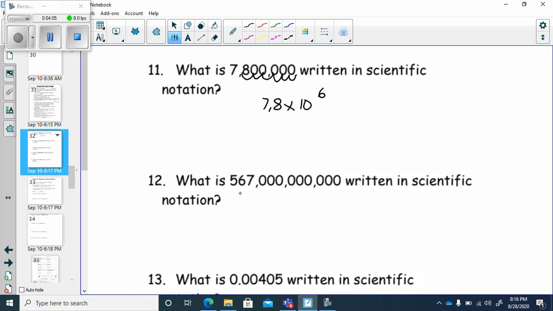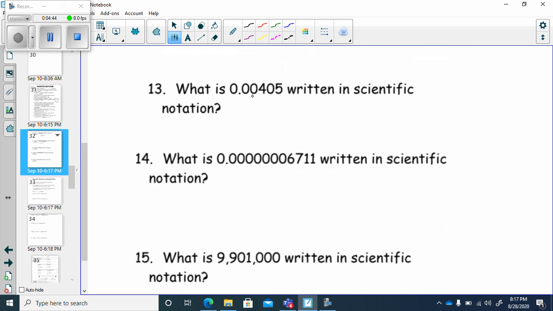What is 567 billion written in scientific notation? Well, we know it's going to have to be 5.67 because that's between 1 and 10. How many places am I moving the decimal? That decimal's understood to be there. We're moving it 1, 2, 3, 4, 5, 6, 7, 8, 9, 10, 11. Times 10 to the 11th. Okay, is it positive 11 or negative? This is a very large number, so it's a positive exponent.